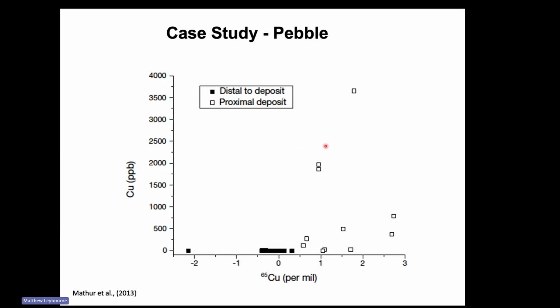So the open symbols are proximal to the deposit, and the closed symbols are far away from the deposit. And the point is, as we get further and further away from the deposit, the copper isotope values become more negative. Also, the copper concentrations become much lower. So again, we have a potential vector to mineralization.